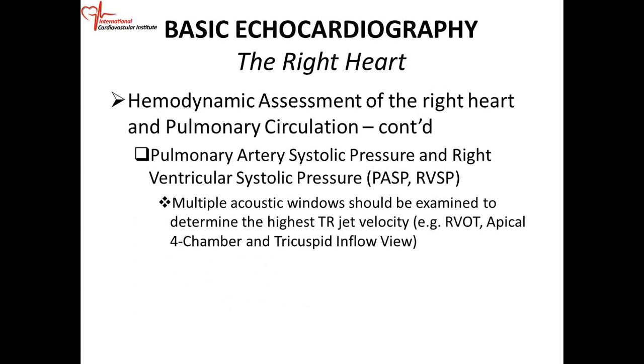cosine theta. If theta is 90, cosine of 90 is 0. If theta is 0, cosine of 0 is 1. You get your maximum Doppler shift the smaller the angle. You always have to remember, any Doppler technique is subjected to this angle problem.